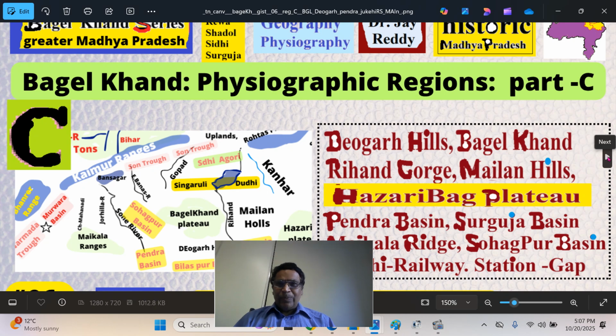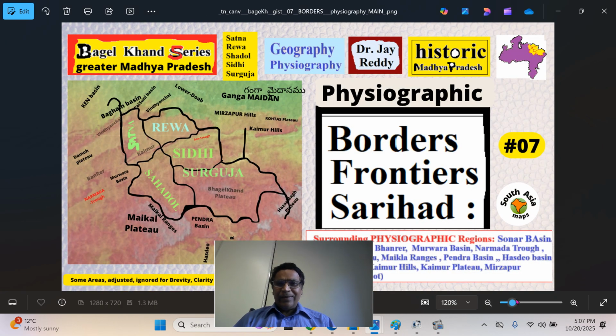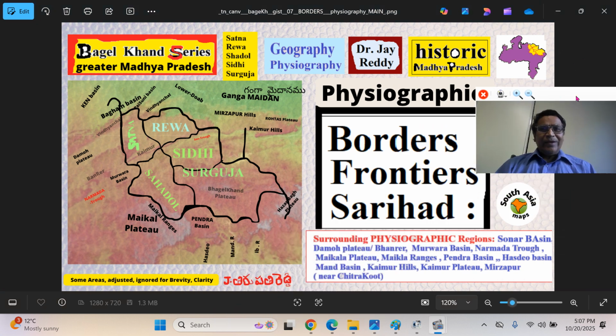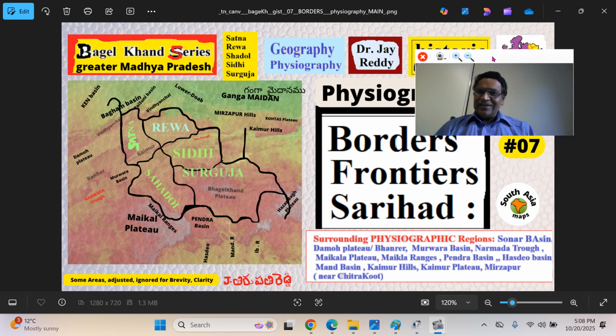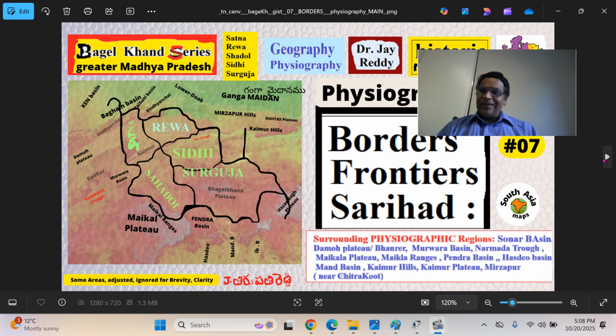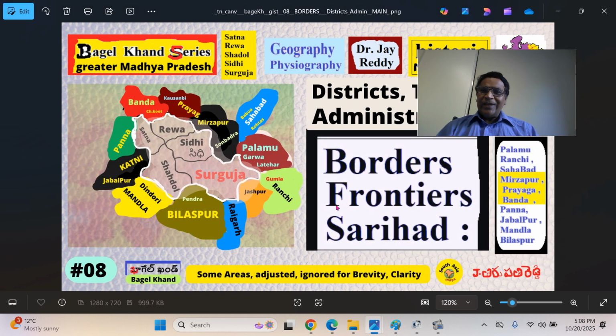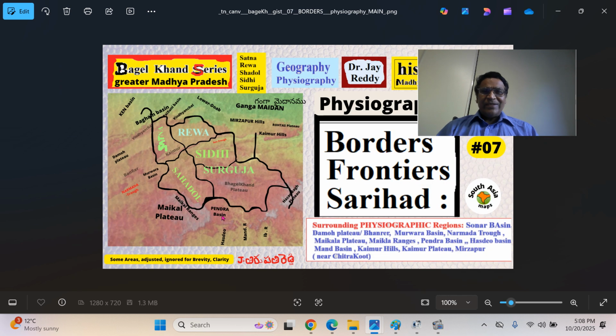So in the next part, we will take this historical Baghelkhand region and look at the borders of this Baghelkhand. In the Baghelkhand, we have identified around 12 or so physiographic regions, and we'll see what are the border physiographic regions that surround the Baghelkhand. Physiographic borders, frontiers, Sarihad regions of the Baghelkhand. Next, we'll see the surrounding Sarihad from an administrative perspective in the coming presentation.